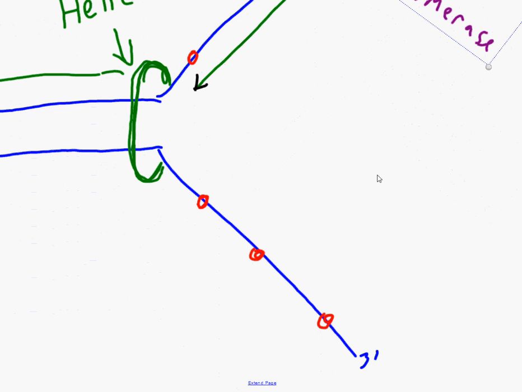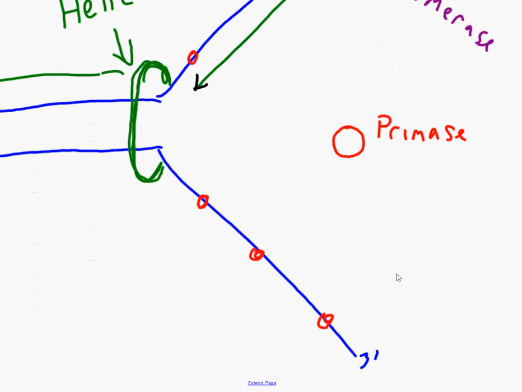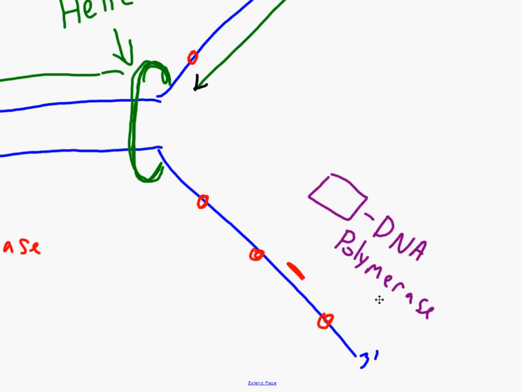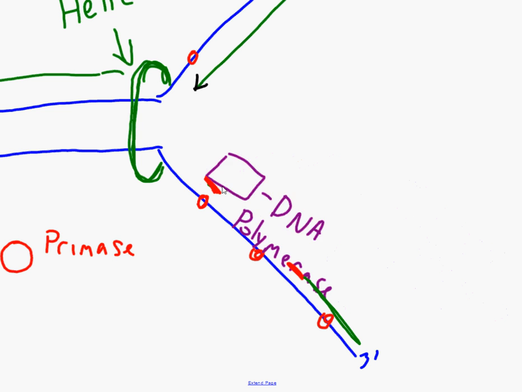However, this other strand cannot do that. It cannot go this direction because it can't go from 3 to 5. It has to go in this direction. So it can only replicate a small portion at a time. And so here's how that happens. It's the same concept. Primase is going to put down a little strip of RNA primer. Polymerase is going to come and add bases to make this new DNA strand. Primase is going to put down a little bit of primer. Polymerase is going to put down the strand.